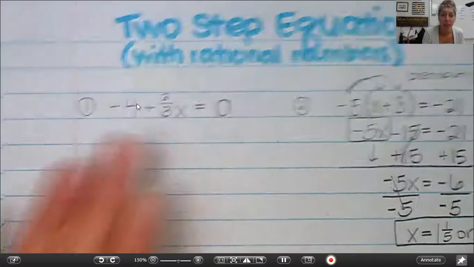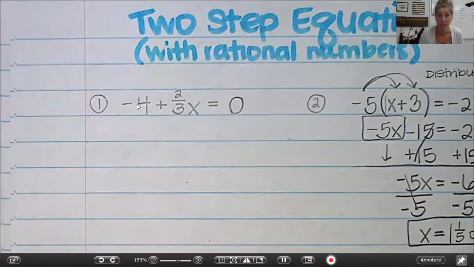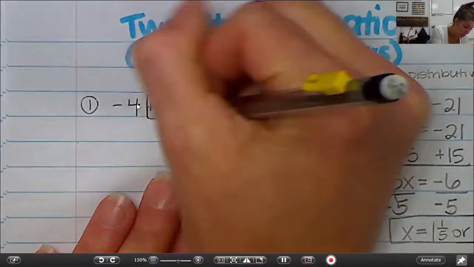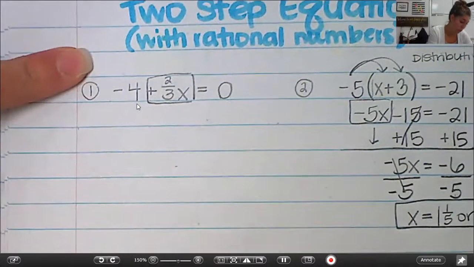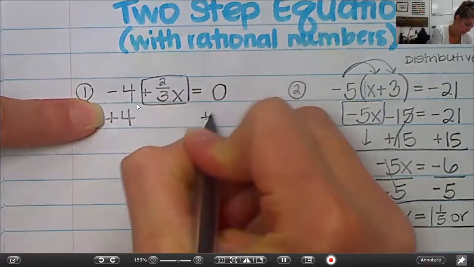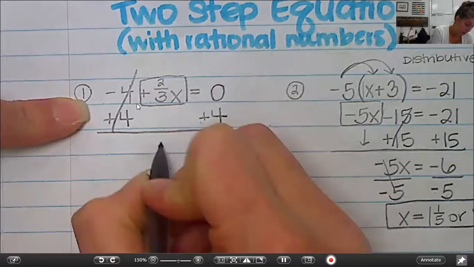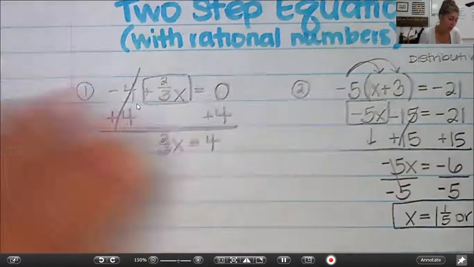So looking at the very first problem. This is one where I've just got a fraction coefficient that I need to take care of, right? That's what goes in the box. They are attached to each other. And then I'm going to do the opposite of -4, which is +4. Okay. So I have 2/3 x equals 4.